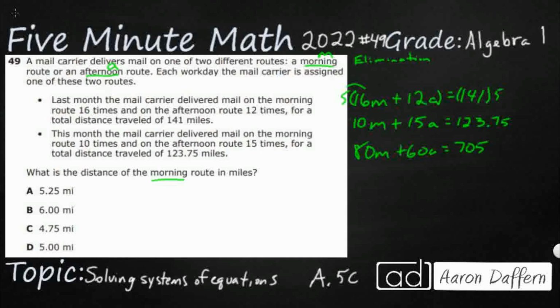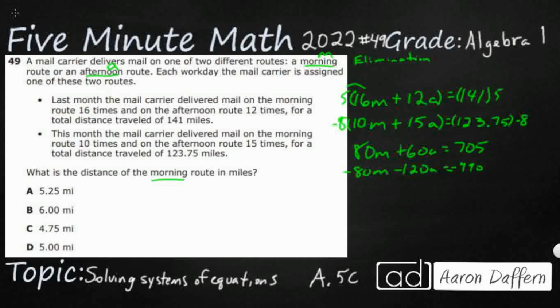Now I'm going to multiply both of these by, it's going to seem strange, but just work with me here, negative 8. Because I want to get rid of this M here, just because I know 16 and 10 can both be turned into a multiple of 10. So now, watch this, I'm going to get negative 80M minus 15 times 8, that's going to be negative 120A equals, now I got to do this 123.75 times negative 8, that's going to be negative 990.